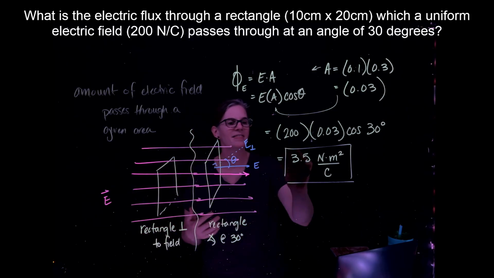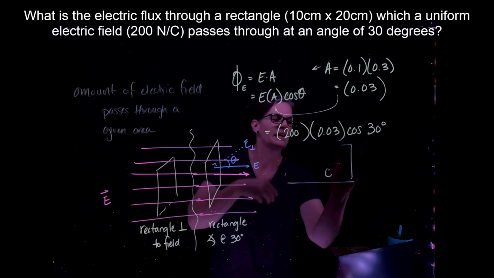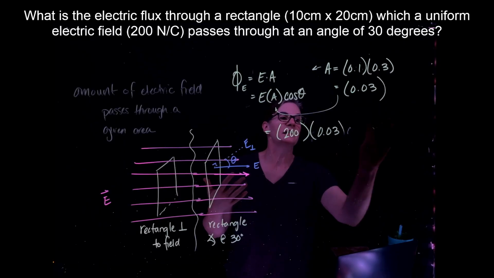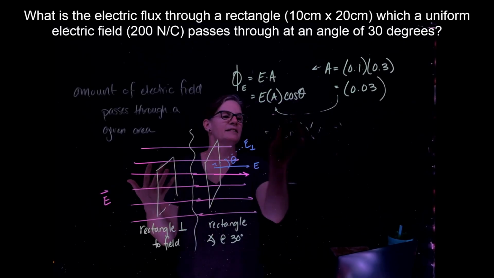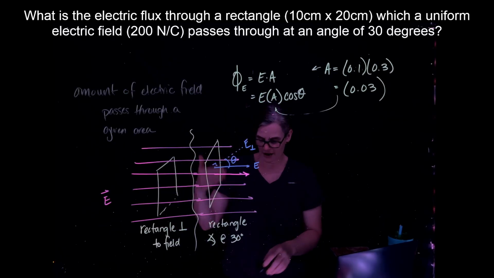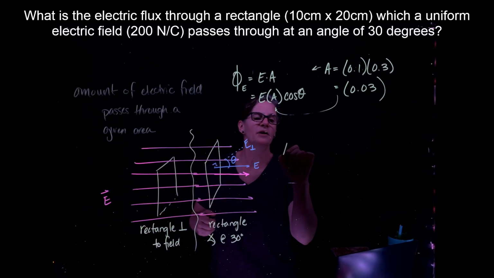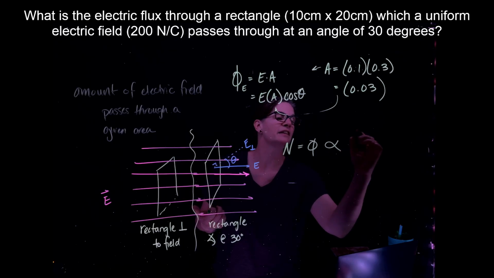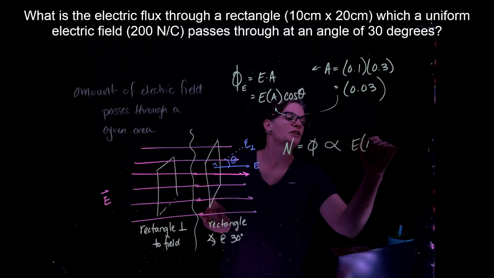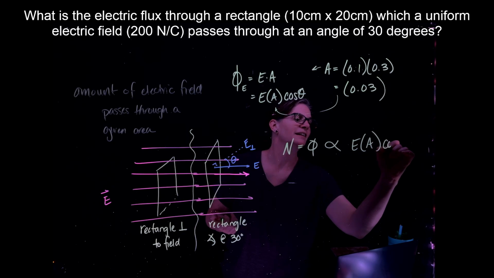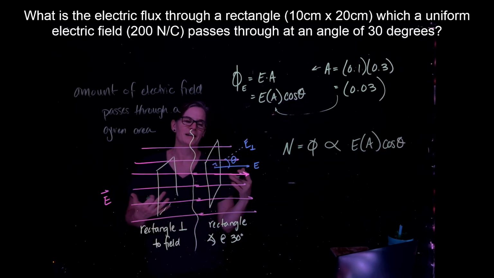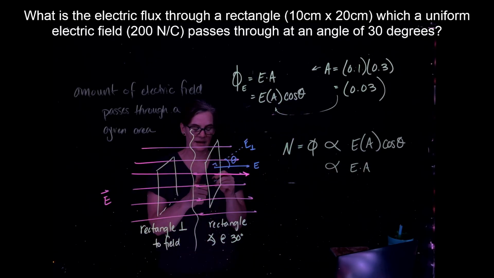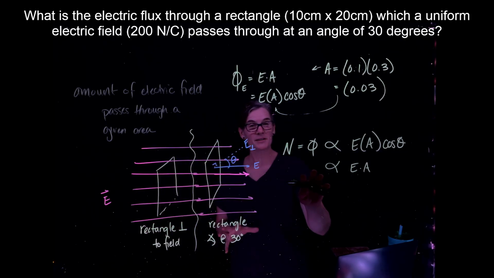Now, another way to think about electric flux is in terms of the number of field lines. If we imagine field lines going through our area, the number of field lines is really the equivalent of our flux. And so the number of field lines is proportional to the electric field times the area times the cosine of the angle, or proportional, of course, to the electric field dot the area. So we might also think of it in this way.